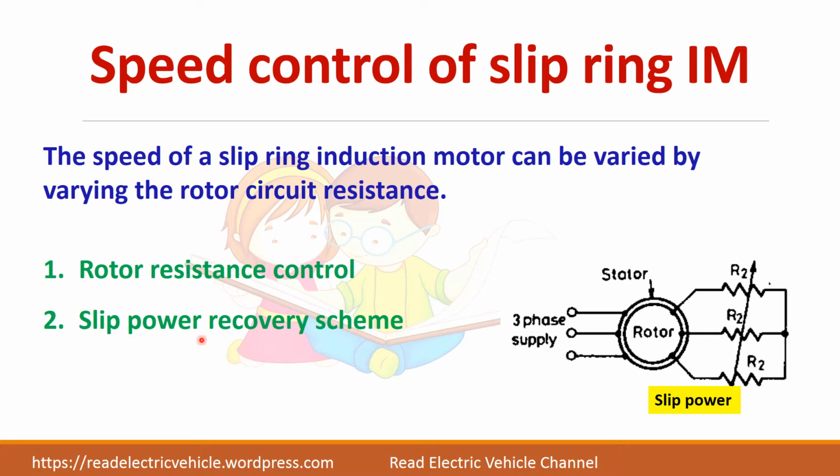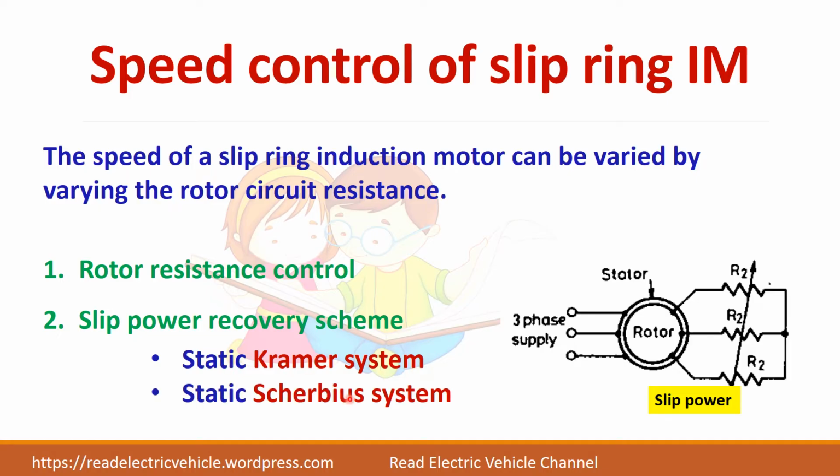So to achieve this slip power recovery scheme, there are two techniques. One is called static Kramer system. Another one is called static Scherbius system. Actually, Kramer system and Scherbius system is there. If I use this word static, it means that I am using power electronic converter. Without power electronic converters also, you can achieve slip power recovery scheme. But here, after the invention of power electronics, only static Kramer system and static Scherbius system is widely used.